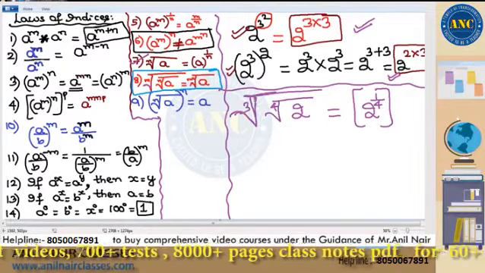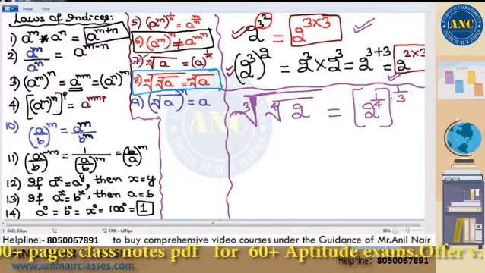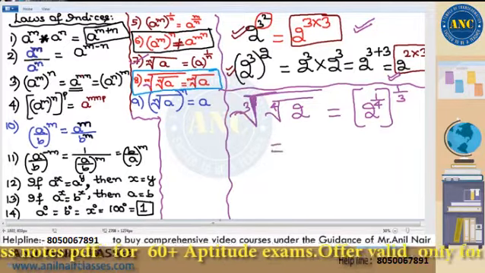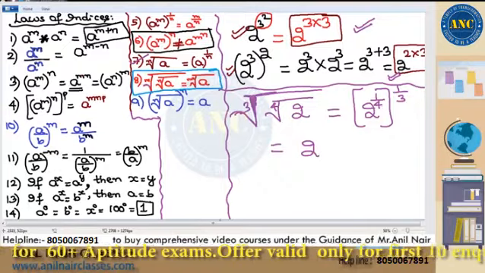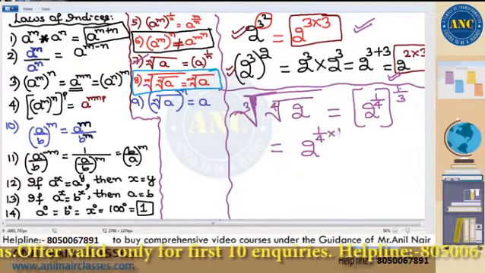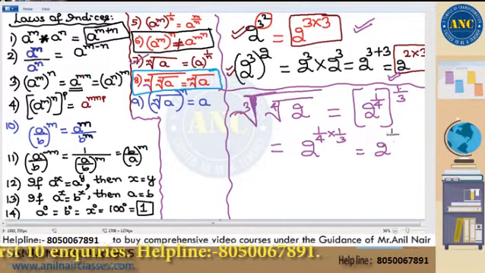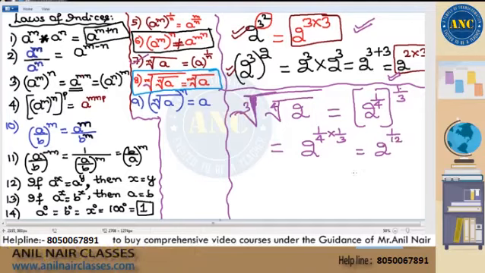Cube root is nothing but power 1 by 3. Now, a power m whole power n is a power m into n. It is 1 by 4 into 1 by 3. This is 2 power 1 by 12. 2 power 1 by 12 can be written as the 12th root of 2.